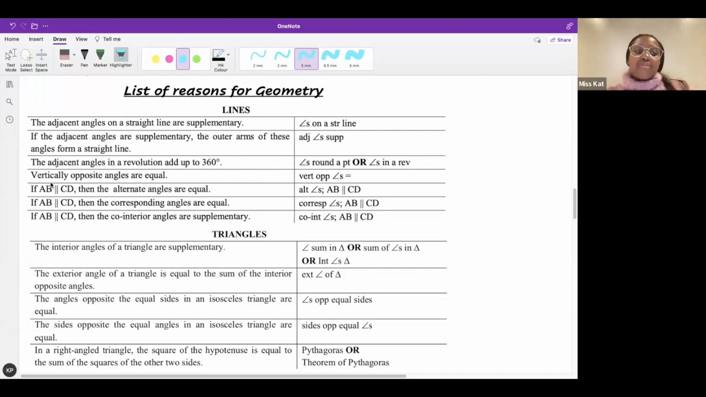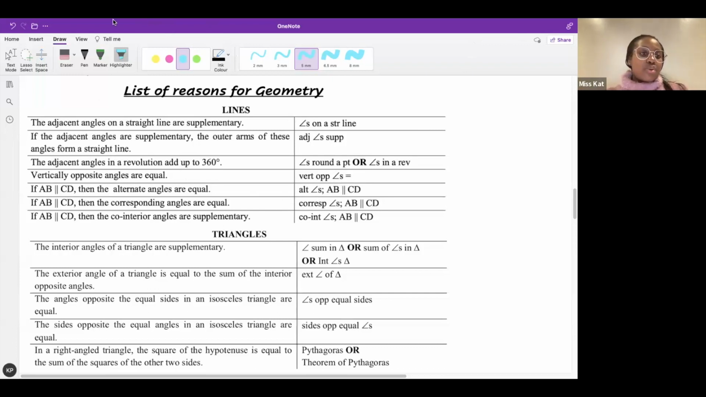Okay, and then we had vertically opposite angles. Remember, vert-op angles are equal. Some teachers don't require the equal part. I don't know, and I don't usually require it. As long as you say vertically opposite angles, that should be fine. That means that angles that are facing each other across a vertex are equal.